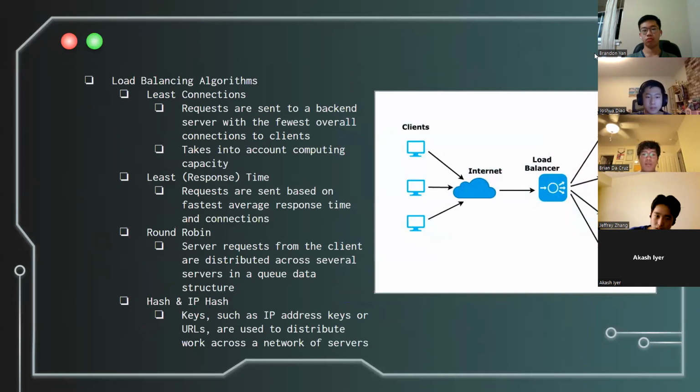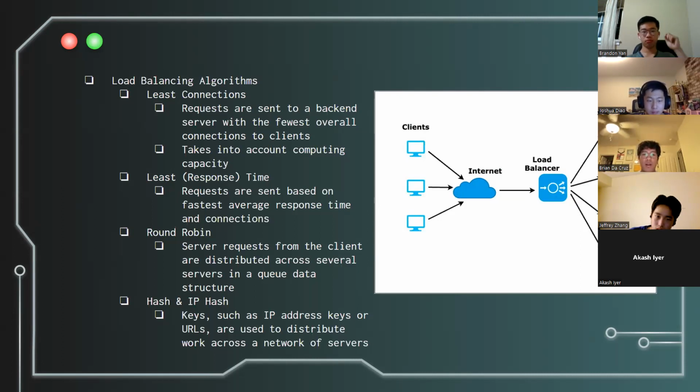All right, so next we're going to go over 4 different examples of load balancing in the form of algorithms. So the first one I'll discuss is least connections. This algorithm is basically going to have the request sent to servers from the client based on the amount of connections it has. And it's going to take into account computing capacity of the load balancer. The next type of algorithm is the least response time, which by its name basically sends the request to a specific backend server based on the fastest average response time and the connections.